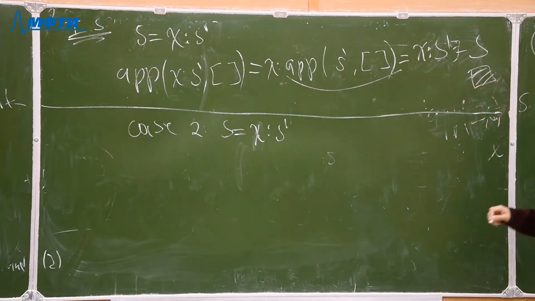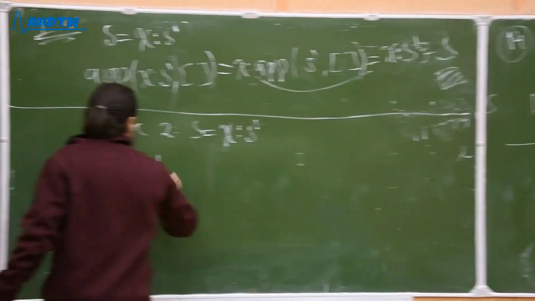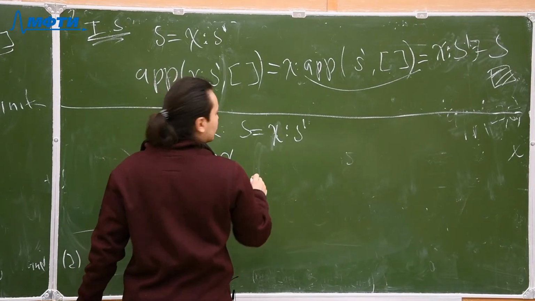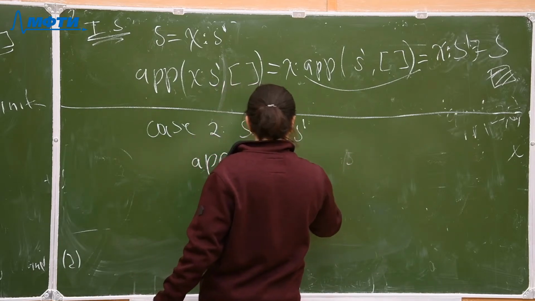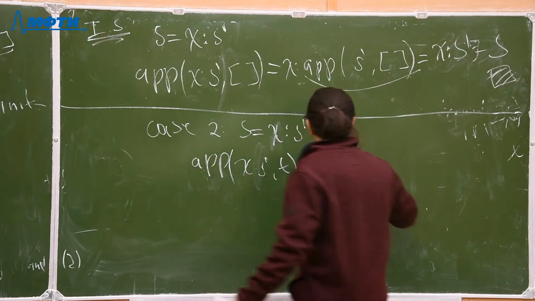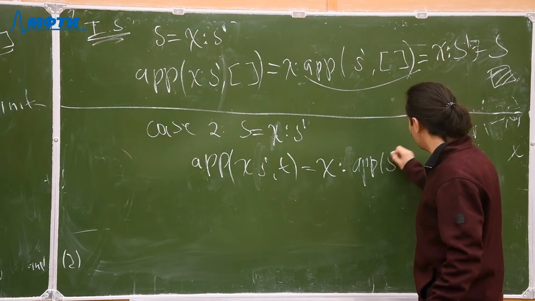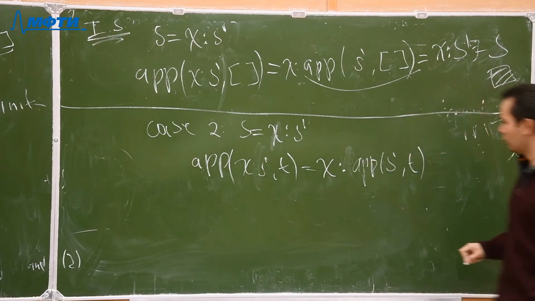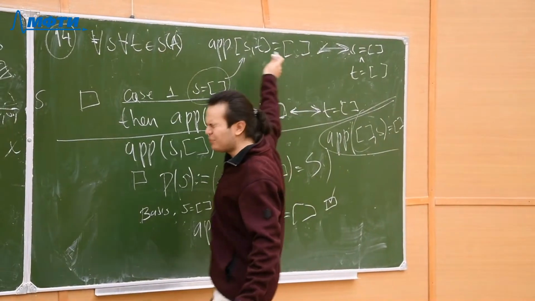So S is not an empty string, yes. Then what do we obtain here? We have to put this here, app of this, and this is equal to x app, right? And this should be equal to what? To the empty string.